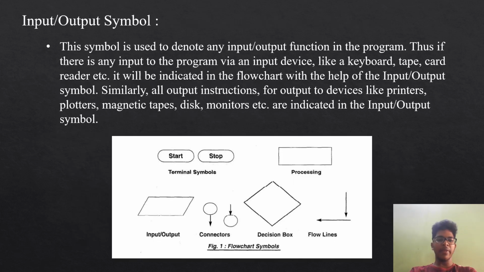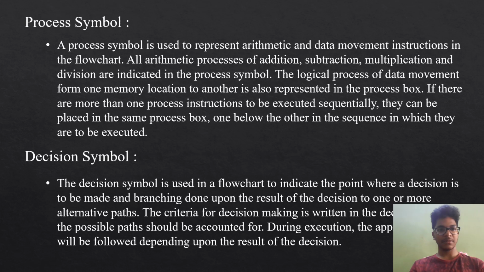Input output symbol. This symbol is used to denote any input output function in the program. Thus, any input or output via an input device like a keyboard, tape, card reader, etc. will be indicated in the flowchart with the help of the input output symbol. Clearly, all the output instructions for output devices like printers, plotters, magnetic tapes, disks, and monitors are indicated in the input output symbol. And in the diagram you can see the input output symbol.